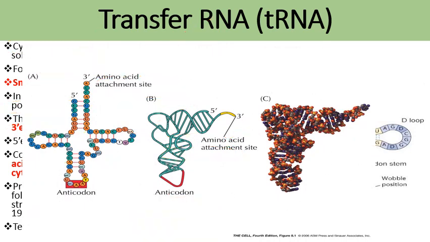So this picture shows the secondary structure of tRNA, which is the clover leaf-like structure, and this is the three-dimensional structure, which is L-shaped structure. So this is the two-dimensional structure of this tRNA.